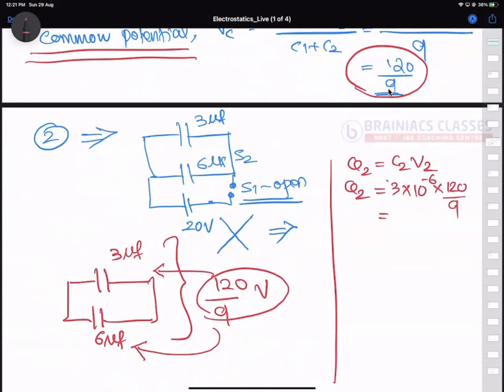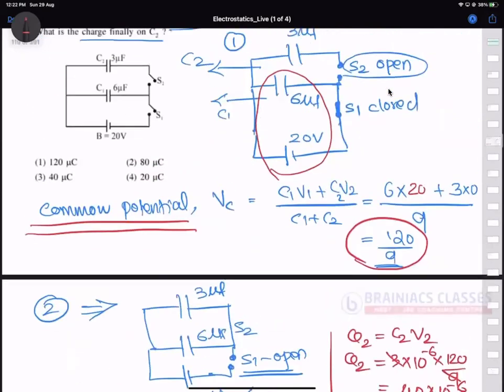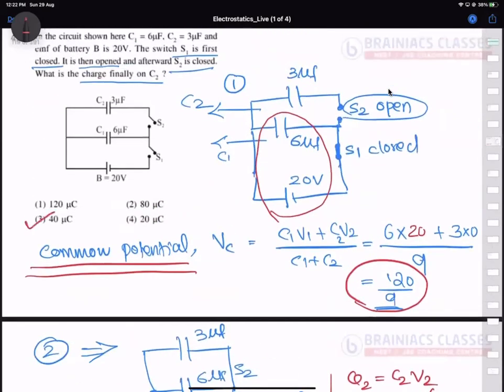Now once we solve this, the 3 and this 9 will cancel. 120 by 3 is 40, so 40 into 10 power minus 6 coulomb. This can be written as 40 microcoulomb. So 40 microcoulomb is the right answer for the question. Option number 3 is the right answer.